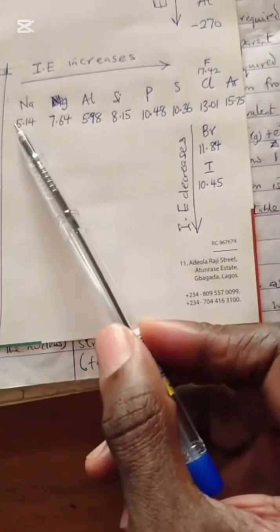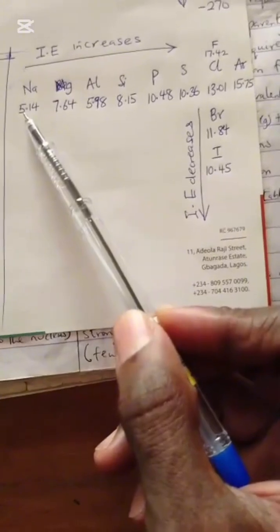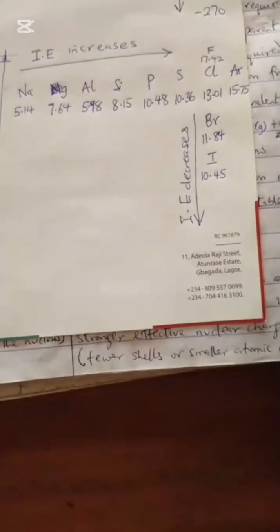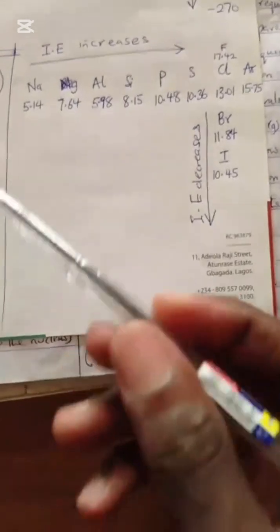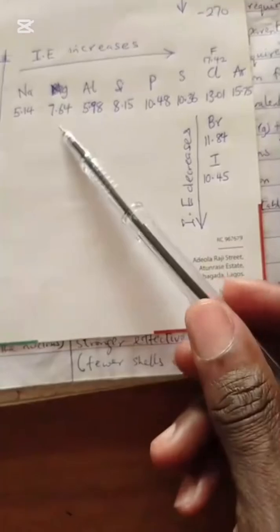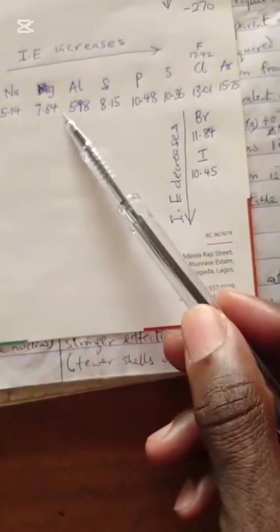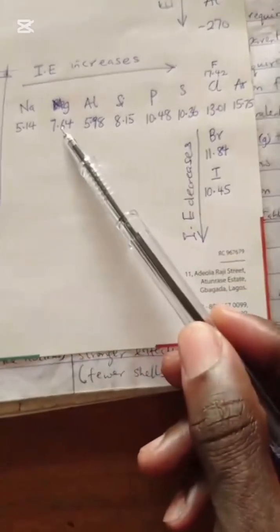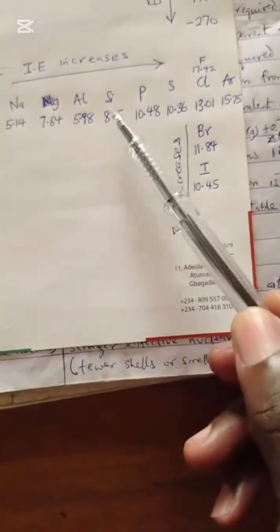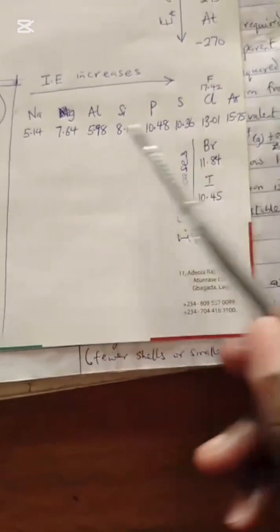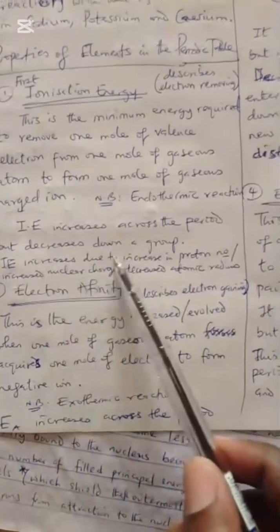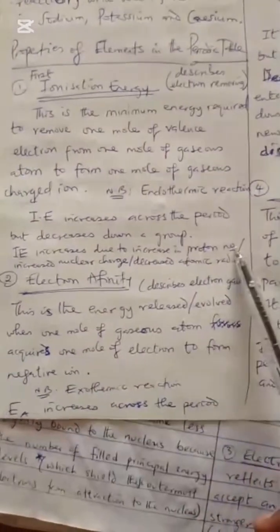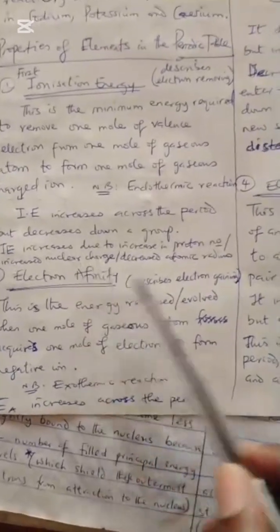Yes. So sodium has an ionization energy of 5.14. Remember, ionization energy is endothermic. It's an endothermic reaction, so it's a positive value. So plus 5.14 electron volts. So you see, generally it's increasing to 7.6, with a few exceptions. So it's basically increasing across the period. This is because it increases due to an increase in the proton number. That's the nuclear charge.